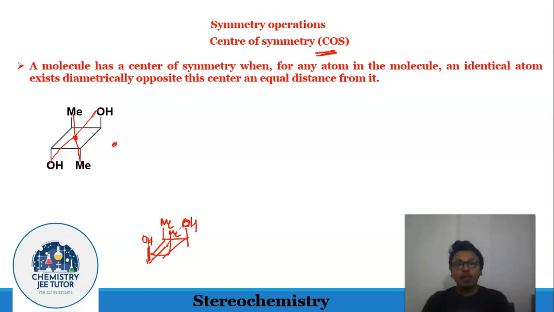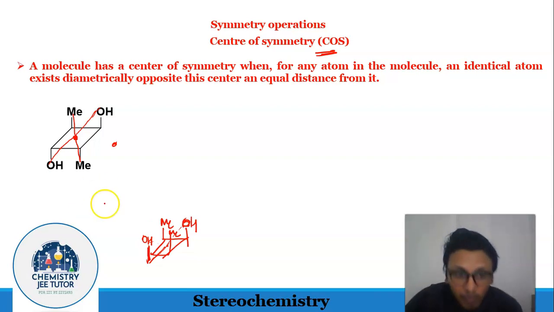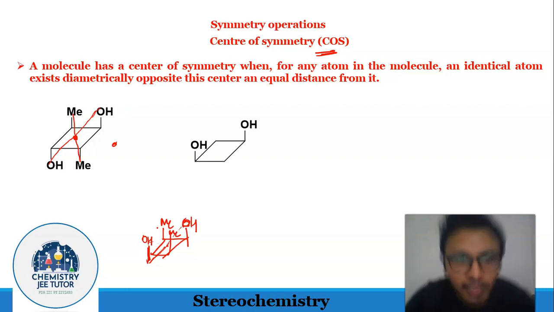In a cyclobutane ring, if 2 OH are on top of the plane and we consider the center to be the center of the molecule, it will not be a center of symmetry. We must start from this molecule and draw a straight line. We can't just curve the line and say it is the center of symmetry. It must be a straight line. Only if we draw the straight line and reach an identical atom, then only we will say it is a center of symmetry. Let us look at the next example.